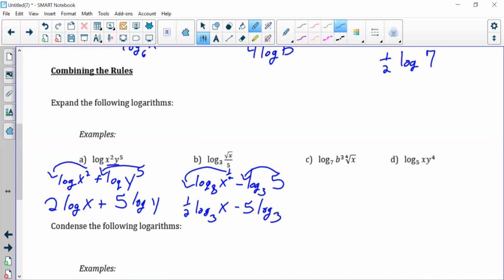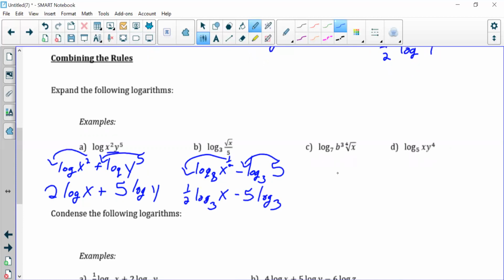Let's look at this next one. C. log base 7 of b cubed times the 4th root of x. All right, well, it's multiplication. So let's first expand it that way. Let's take care of that. So the log base 7 of b cubed plus the log base 7 of x.